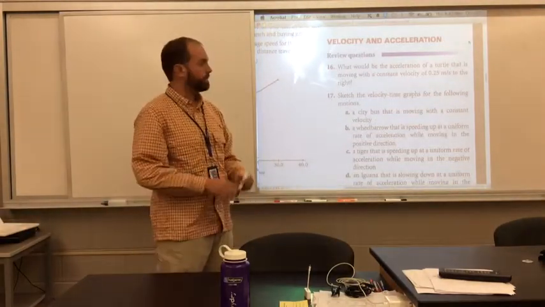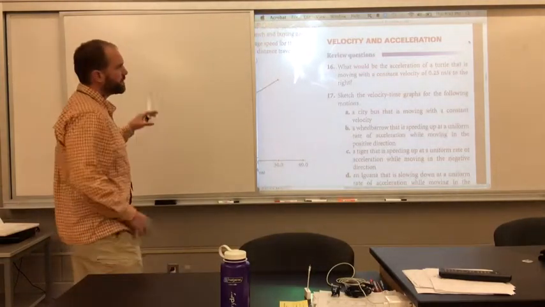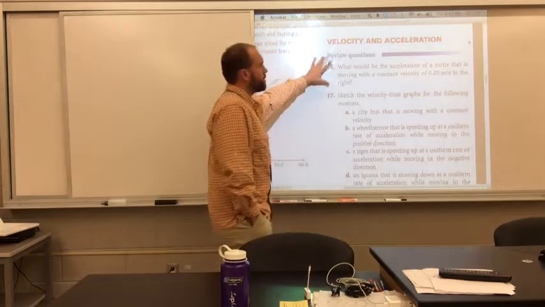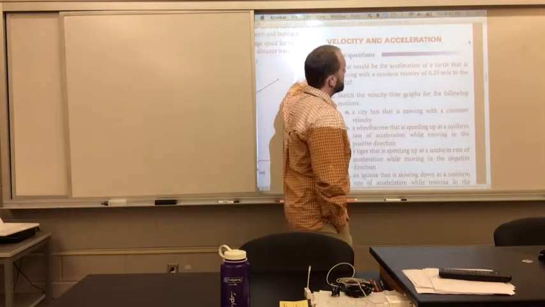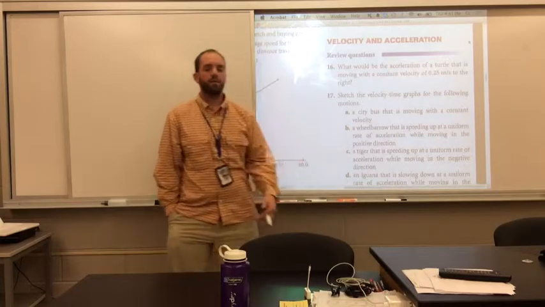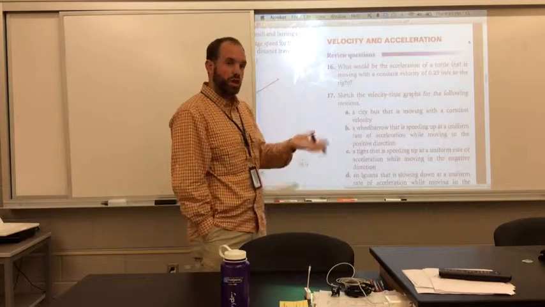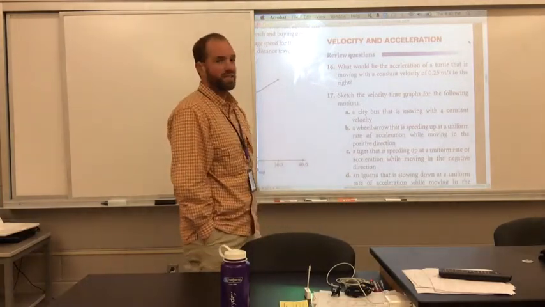Velocity and acceleration questions. Second part of this review. So the first question is pretty easy. It says, what would be the acceleration of a turtle that's moving with a constant velocity of 0.25 meters per second to the right? If something's moving with a constant velocity, that is, its velocity is not changing, its acceleration is going to be 0.